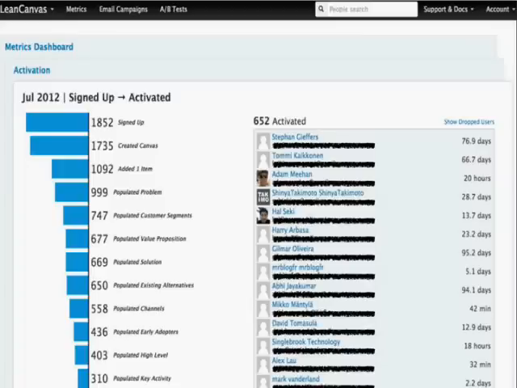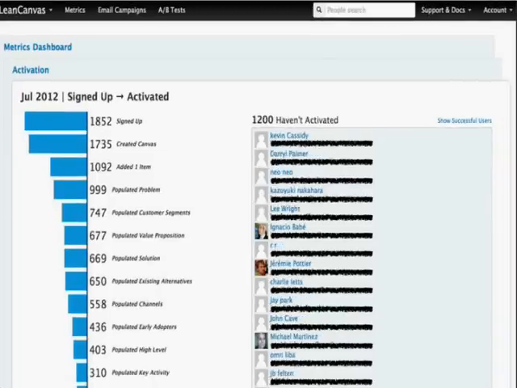But the right-hand side is where the real action is. Once I realize that behind all of those numbers there are actual people, I can begin to visualize them and begin to talk to these people. So from this picture, I can not only see all the people who successfully completed this particular task or this funnel, but I can also see all of them that dropped off.